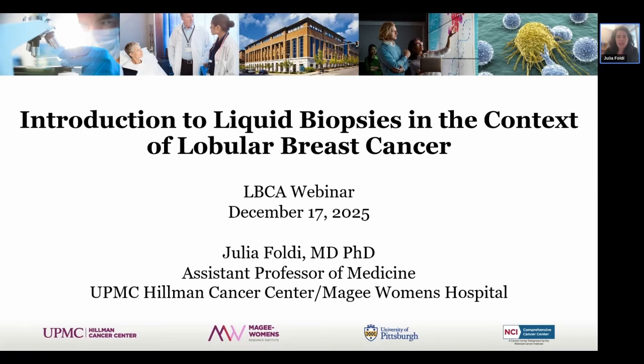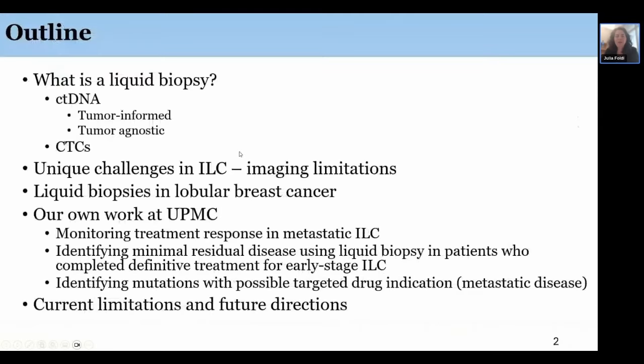So in the next 20 or 25 minutes or so, I will be talking about some definitions. What is a liquid biopsy, focusing on circulating tumor DNA for the most part. But we'll also talk about CTCs, or circulating tumor cells. And then we'll go over some of the unique challenges of lobular breast cancer, particularly the limitations of our abilities to do imaging in this subtype of breast cancer, and why this leads to the particular importance of liquid biopsies in ILC.